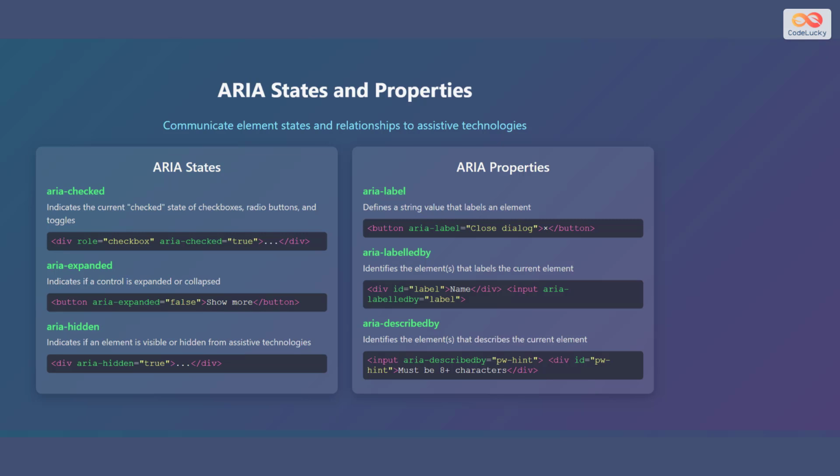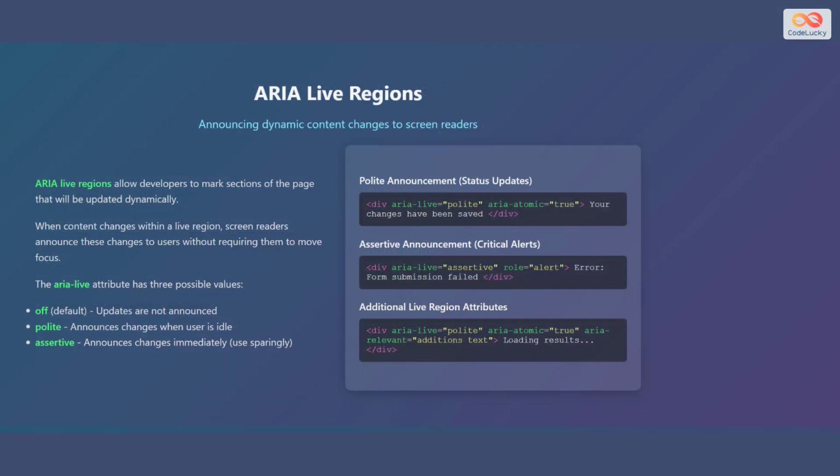And ARIA describedby, which identifies the element or elements that describe the current element. The code example is input ARIA describedby equals pw hint, div id equals pw hint, must be 8+ characters / div. Let's explore ARIA live regions.